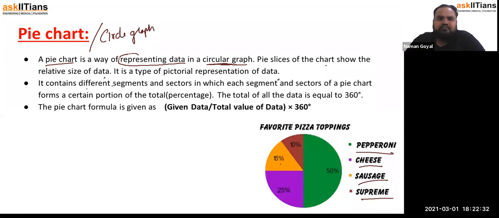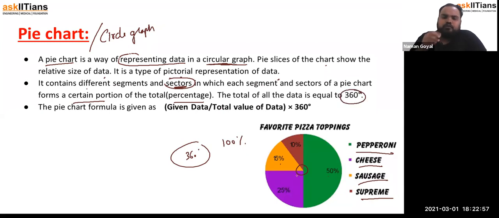Now it contains different segments and sectors, right? You know what segments and sectors are, right? Each segment or sector of a pie chart forms a certain portion of the total percentage. If the total angle is 360 degrees, then the total percentage is 100%. So the total of the data is equal to 360 degrees.